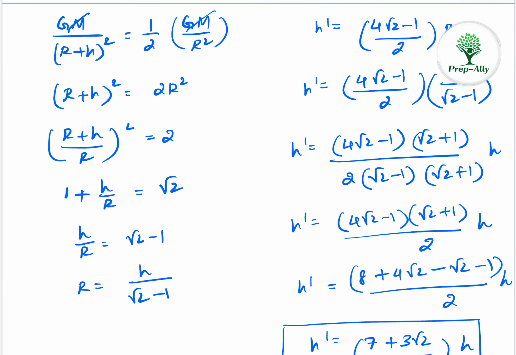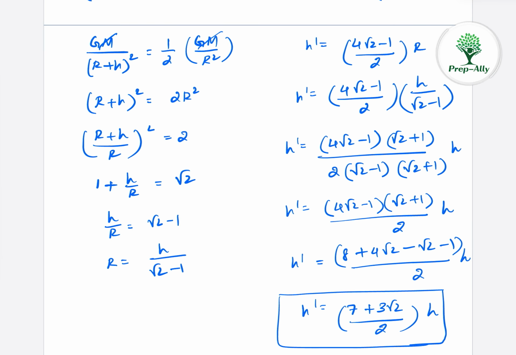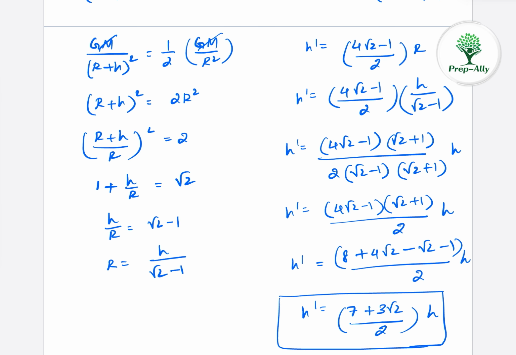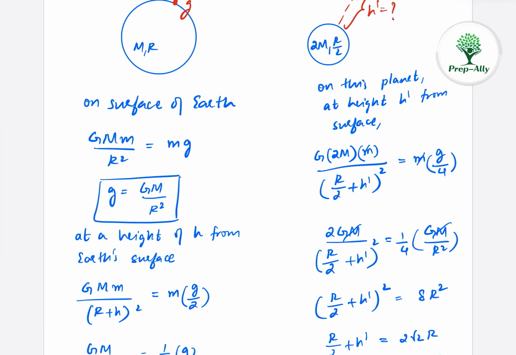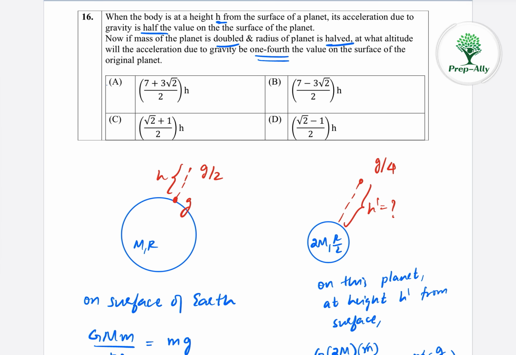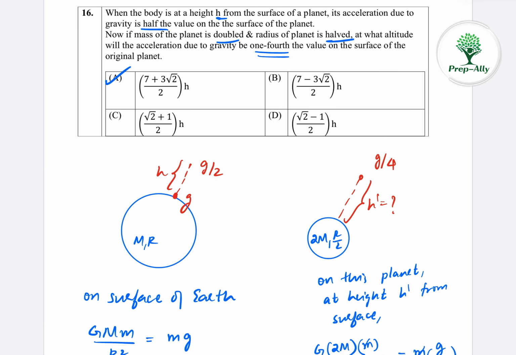All we applied here was the definition of weight. Weight is nothing but the gravitational attraction. From there we figured out the acceleration due to gravity at different locations. So 7 plus 3 root 2 by 2 into h.